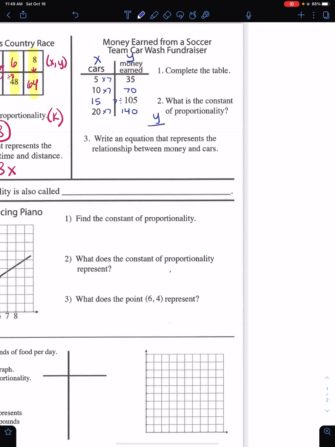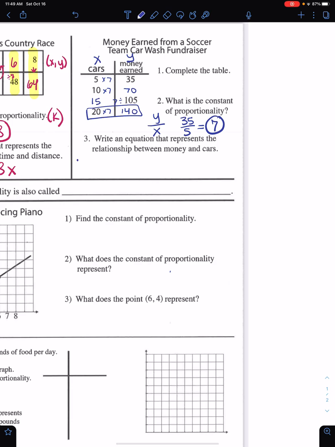The constant of proportionality is y divided by x. You can use any pairs of numbers in the table, so we'll do 35 divided by 5 to get 7, and we would get 7 no matter which pair of numbers we use in the table. For example, 140 divided by 20 is also 7. So that's my constant of proportionality. That means that we make $7 for every car washed.